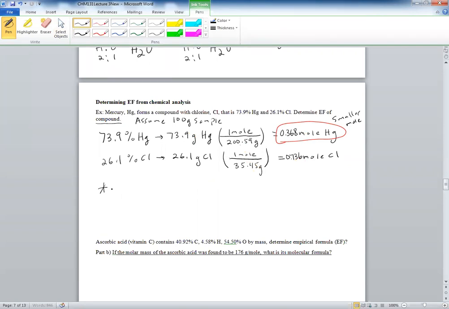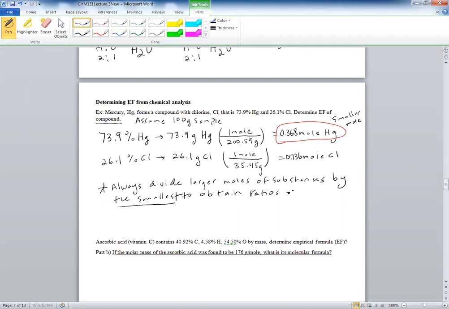And here's the rule: you always divide the larger or largest number of moles of substance by the smallest, to obtain the ratios of atoms. Very well. So that's our smaller. So we go like this.